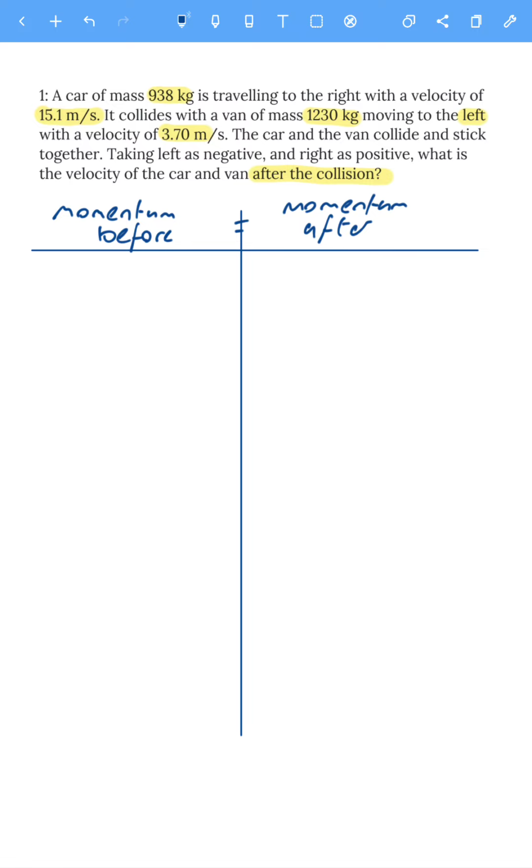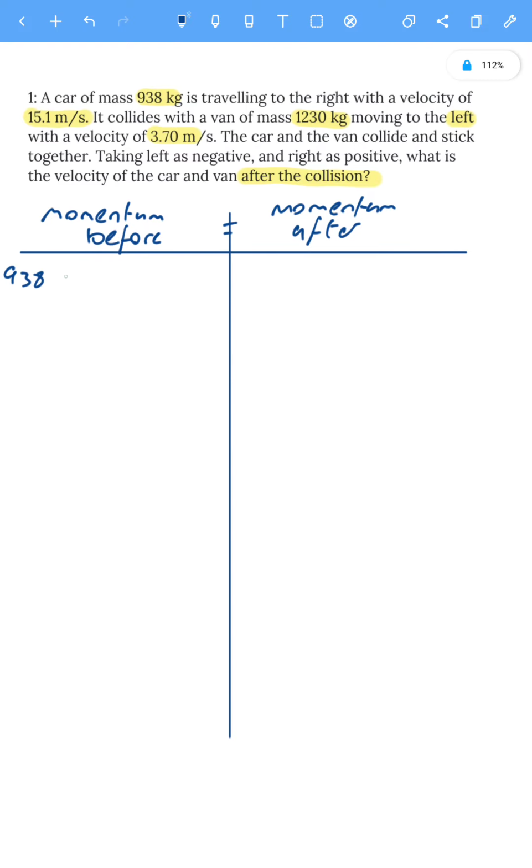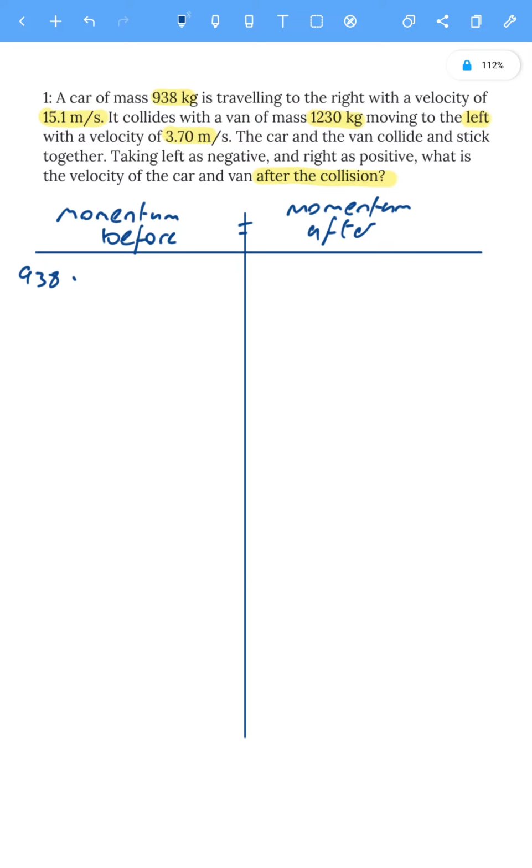So I'm going to show you how I do this. We've got a car of mass 938 kilograms, and it's moving to the right, so it's positive, and it's got a velocity of 15.1, so the momentum would be 938 times 15.1. I'm just going to bracket that, I'll calculate that later. And it collides with a van of mass 1,230 kilograms, but that's moving to the left, so that's going to have negative momentum. So we're going to minus the 1,230 kilograms times 3.7. So that's before the collision. We've done the momentum of both vehicles before the collision.